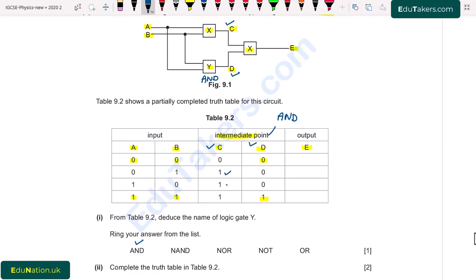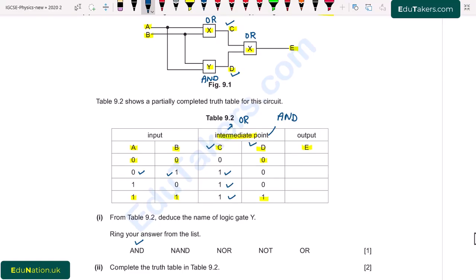If any one of the inputs is high, you can see that the first inputs are 0, 0, then output is 0. In the next, inputs are 0 and 1, output is 1. Again, for inputs 1, 0, output is 1. And for inputs 1 and 1, output is 1. It means that it is an OR gate. In the OR gate, if any one input is high, output will be high. So I simply write here OR, and this X is also an OR gate.